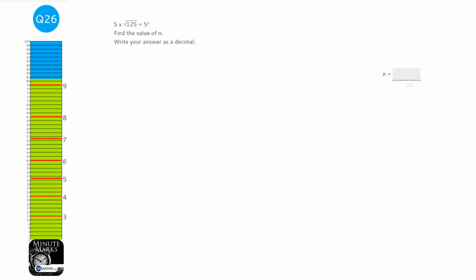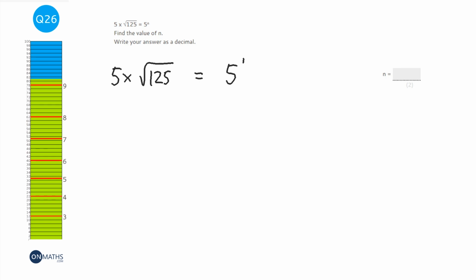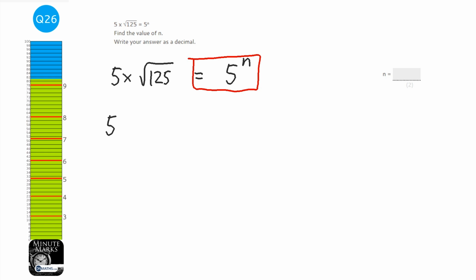Okay, so in this question we're given 5 times square root 125, and we're asked to make it in the form 5 to the power of something. So this bit here is kind of our objective. We've got to make this so it's just a single power of 5. Well, 5 at the moment, well, that's quite nice of them to give us a 5, but 5 is to the power of 1, and that's going to be maybe important later on.